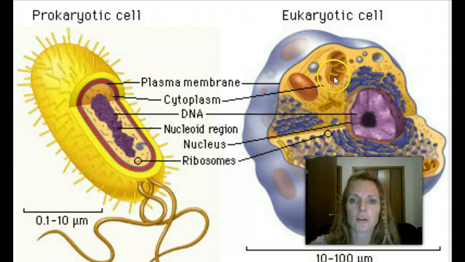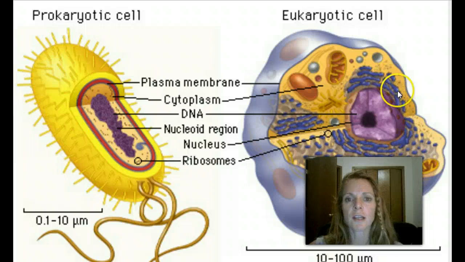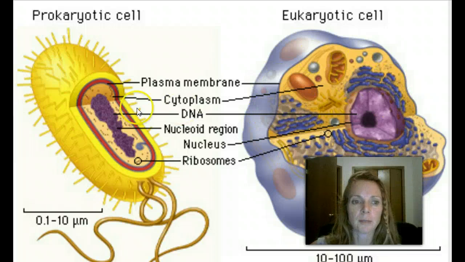Notice the difference here. There's a lot of organelles in this eukaryotic cell that are not found in the prokaryotic cells. Okay, but you still have a plasma membrane. You still have cytoplasm, which we'll talk about. Cytoplasm is that jelly-like fluid in which all of the organelles float.